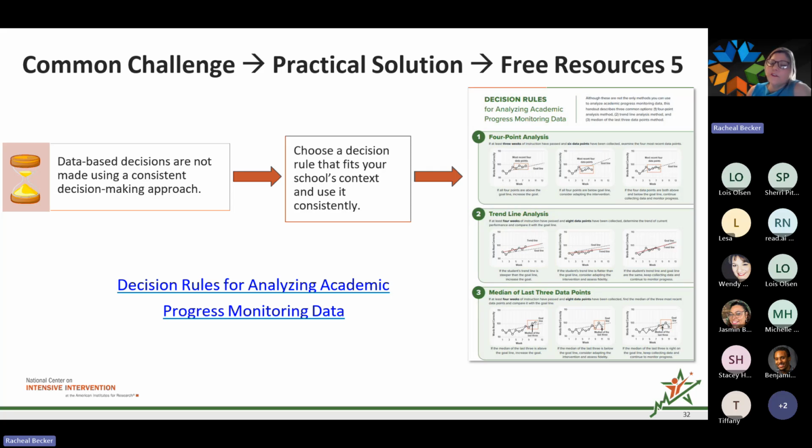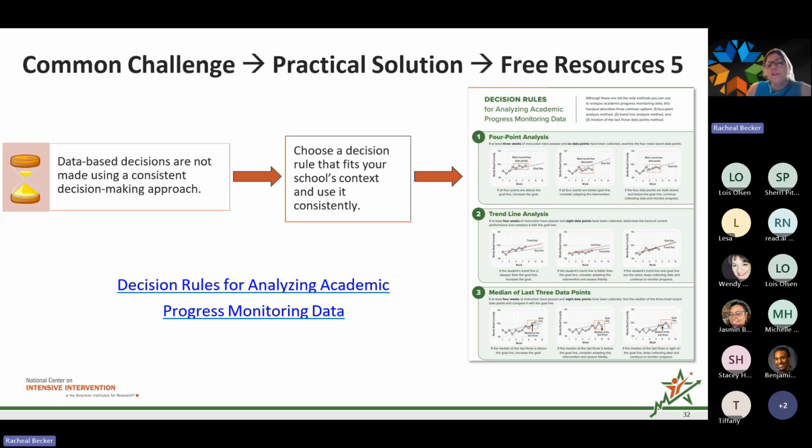So the first one goes into the 4-point analysis. This is the quickest method. You look at the last 4 points of data. If all 4 points are above the goal line, then you increase the goal. If all 4 points are below, then you would adjust the intervention. If it's mixed, then we keep collecting data. This is great for quick decisions, but it can be influenced by outliers. So that's just something to keep in mind. But this is one of the easiest ones and pretty common.